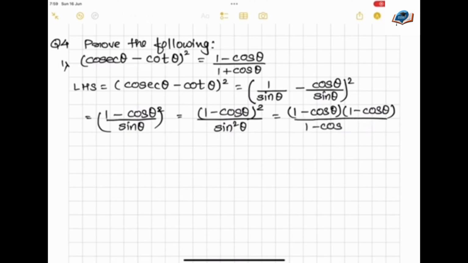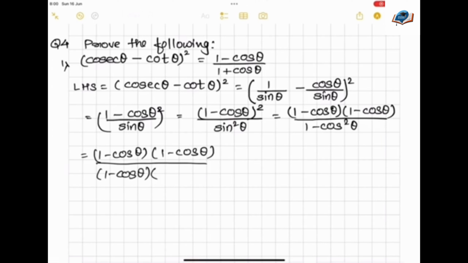And sin square theta I am writing as 1 minus cos square theta. So 1 minus cos theta into 1 minus cos theta upon a square minus b square. So a minus b, a plus b I am writing. So 1 minus cos theta, 1 plus cos theta. So 1 minus cos theta, 1 minus cos theta got cancelled. So that is RHS.